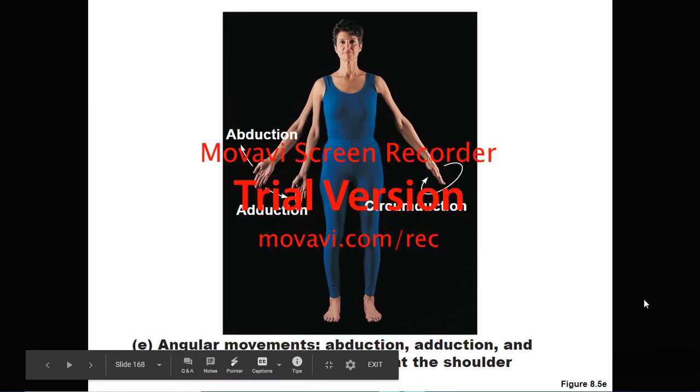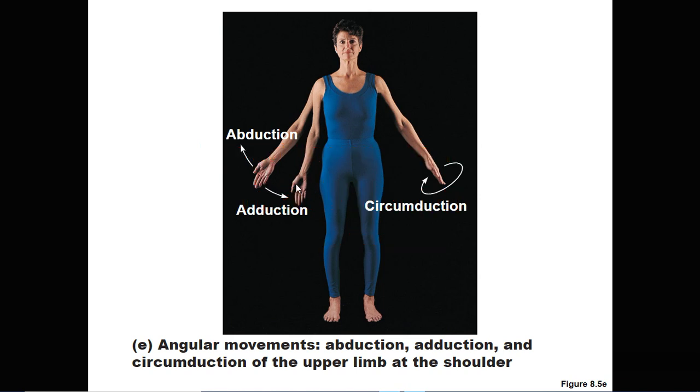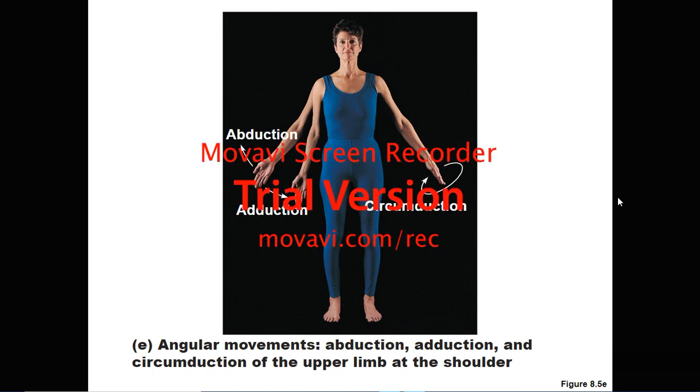This figure again shows an example of abduction, you moving away from the midline, adduction toward the midline, and then circumduction, circular motion, and in this case, circumduction of the upper limb at the shoulder, which goes in a circular motion.